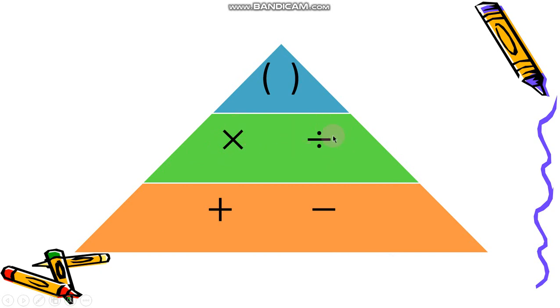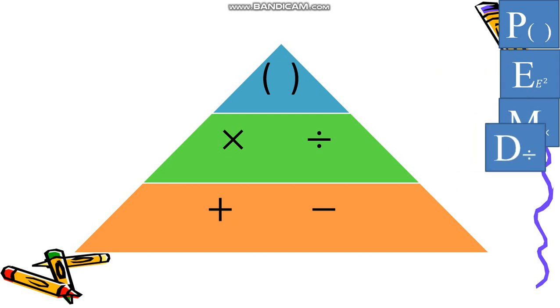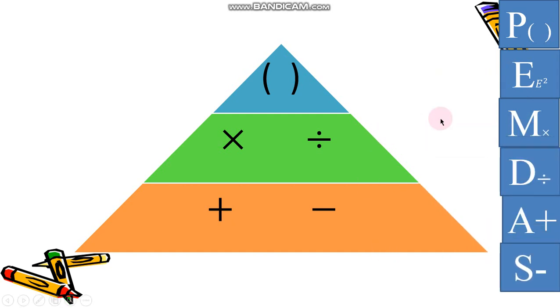Then we're going to solve multiplications and divisions from left to right. Then we're going to move on to the addition and subtractions, also from left to right. So, parentheses, exponent, multiplications, divisions, and addition, subtractions. These two are solved together from left to right. And addition, subtractions also are solved together from left to right.